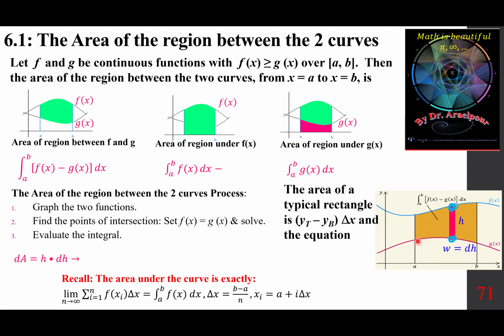Now, as we go from a to b, we evaluate the integral from a to b of h dh. Now, what is h? h is either y of the top minus y of the bottom, or if it's going this way, x of the right minus x of the left. It depends. And if we are dealing with functions f and g, the integral from a to b of f of x minus g of x dx. And again, we are going to make some sense out of this by looking at some examples.